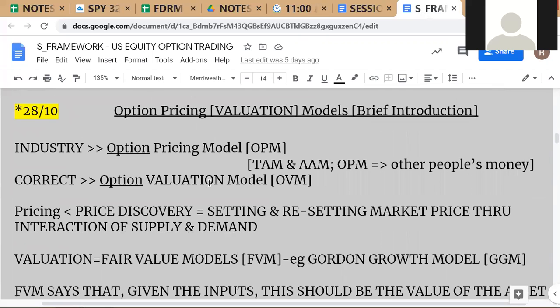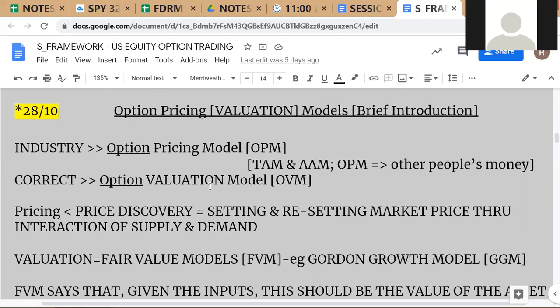All right. So we'll start here with option valuation models. This is a brief introduction, new material that we are studying for today. Now, you already have some introduction to this because we have discussed the difference between price and value.